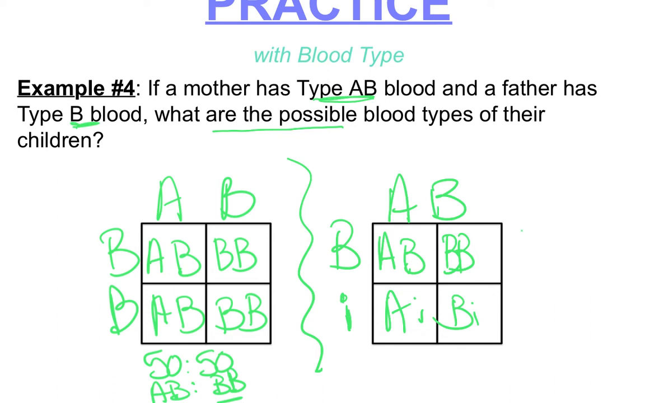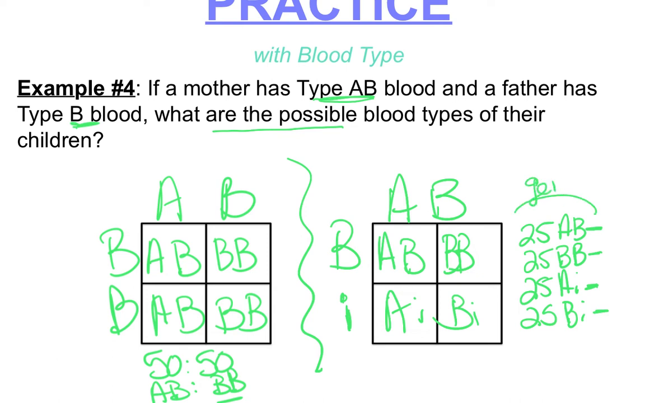So then we have 25, 25, 25, 25 when it comes to genotype: AB, big B big B, Ai, or Bi. So in this scenario, we could have offspring with type AB blood, type B blood, type A blood, and type B blood. So this is our genotype scenario.